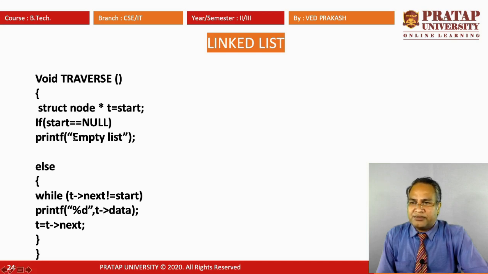If our circular linked list is not empty, then in such cases we use the while loop. While PTR next is not start, we basically access the nodes of the circular linked list one by one. We display the T data, which is the information section of the node, and T is moved forward, T equals T next. So, using this procedure we can access all the elements of the circular linked list, or in other words we can display all nodes of a circular linked list.